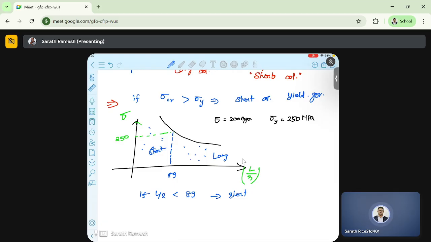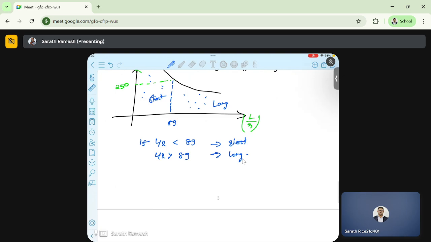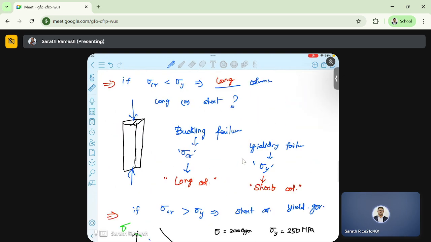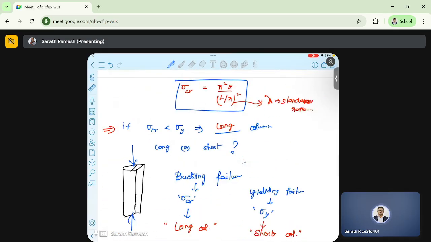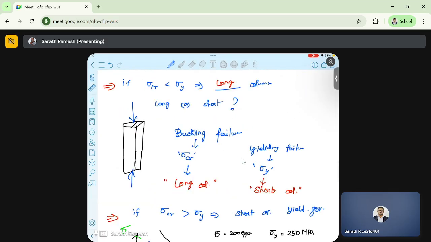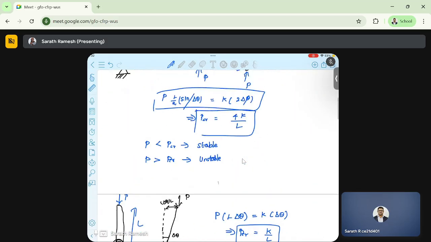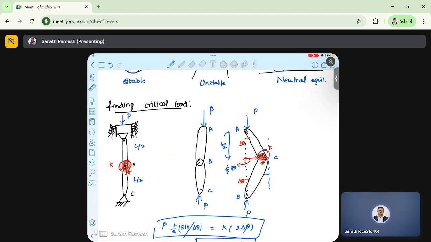Okay, this is without applying any factor of safety. Directly there is no partial safety factor, anything, right? Okay, so these are some of the concepts based on Euler's formula. Now let's see some problem. Problem number one from this topic.